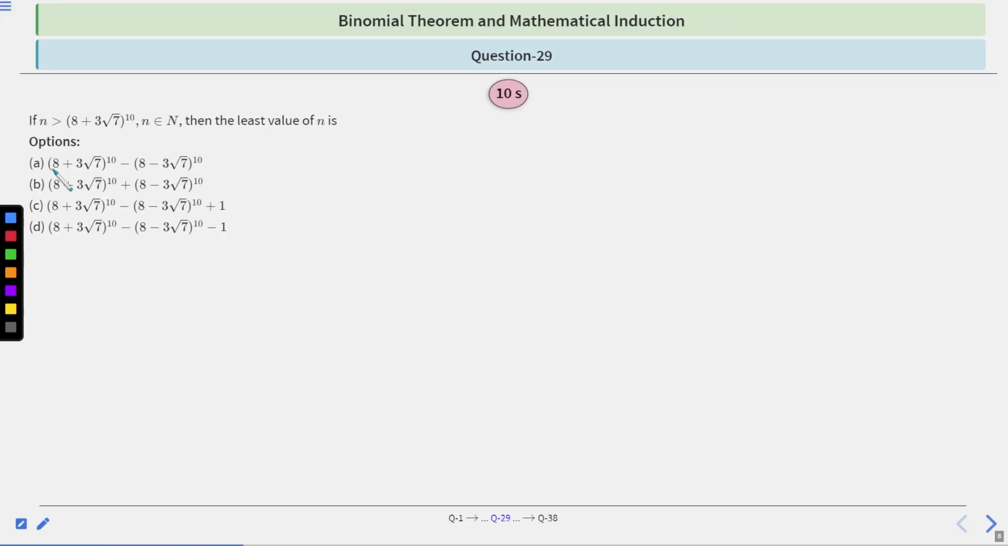Let's move to the next question, question number 29. It says, if n is greater than (8 plus 3 root 7) to the power 10 and n belongs to capital N, then the least value of n is. So again, you have 10 seconds to solve this question. After 10 seconds, we will discuss the solution.